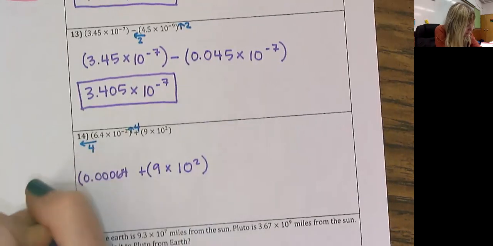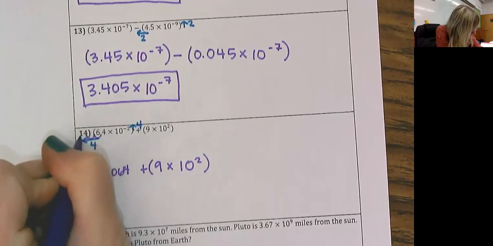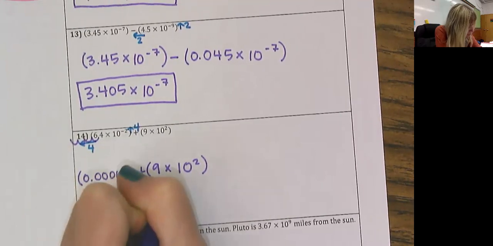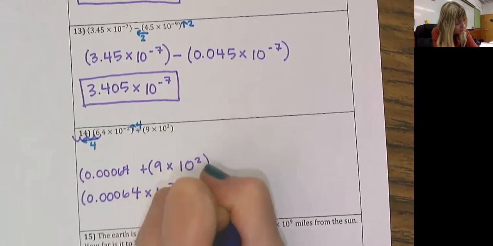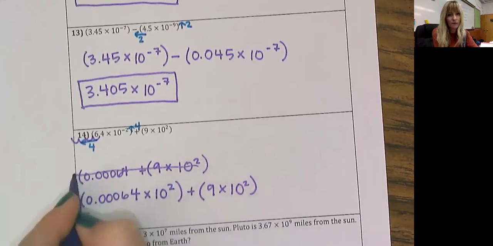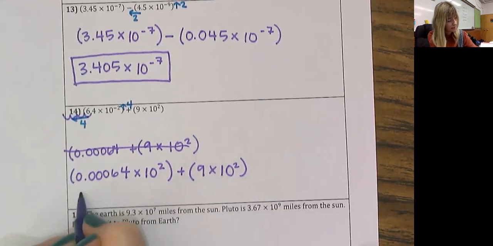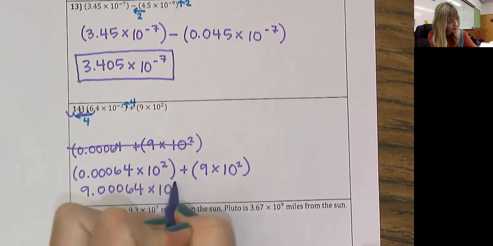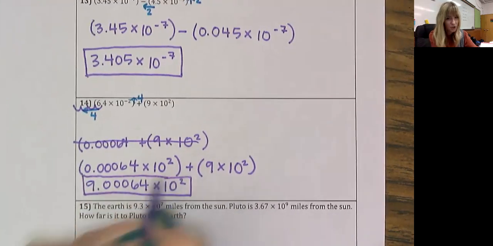That is way too squishy for me. 1, 2, 3, 4. Yeah, I need 3 zeros in front. Times, now this is 10 to the 2, which is exactly why I did it. Now I'm going to rewrite this because that just wasn't working out for me. Now, I don't need a calculator for this. This is 9.0. So this is 9.00064 times 10 squared. I made the powers the same so that I could just add the coefficients.